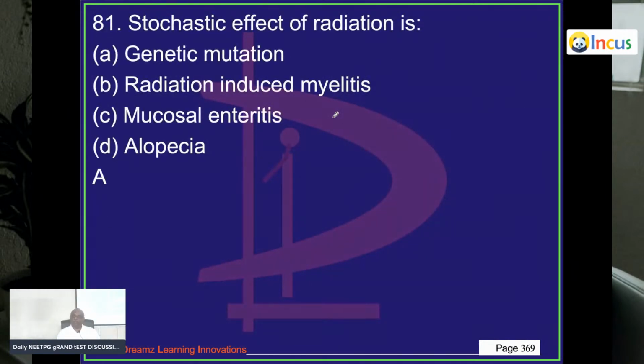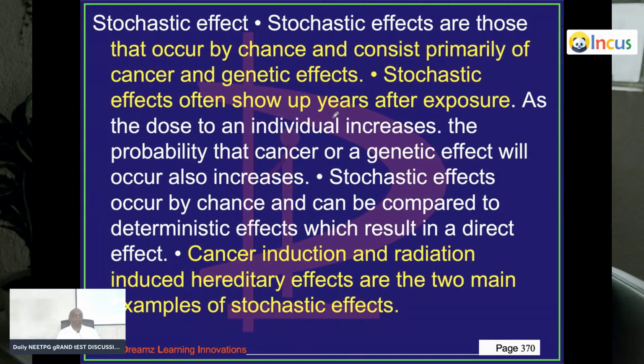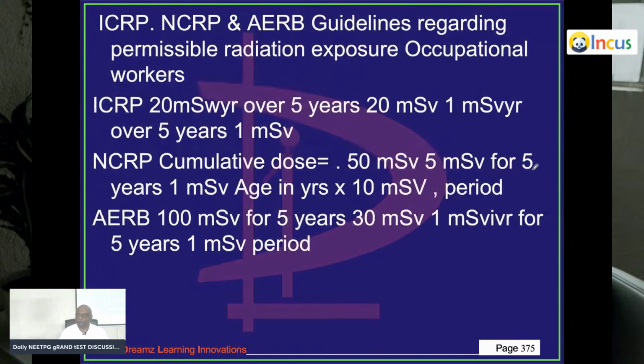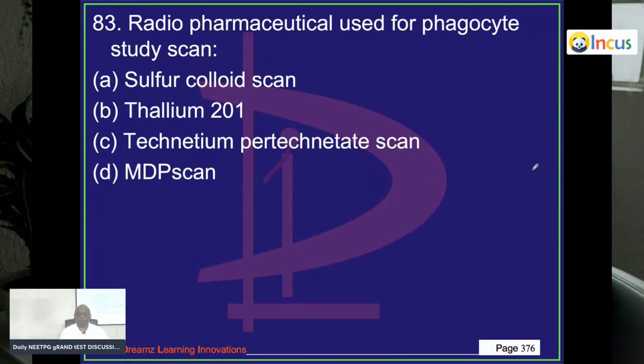Stochastic effect of radiation means what? It's a genetic mutation. So if your exposure to radiation is in childhood, in adulthood it may lead to papillary carcinoma of the thyroid. So that's called stochastic effect. That's the reason we should not unnecessarily expose children to radiation. Just because you are a pediatrician, for a little cough also, let me take an X-ray and check, that unnecessary radiation exposure is not good. Permissible radiation for radiation workers is 50 millisieverts per year. Radiopharmaceutical for phagocyte study scan is sulfur colloid scan.